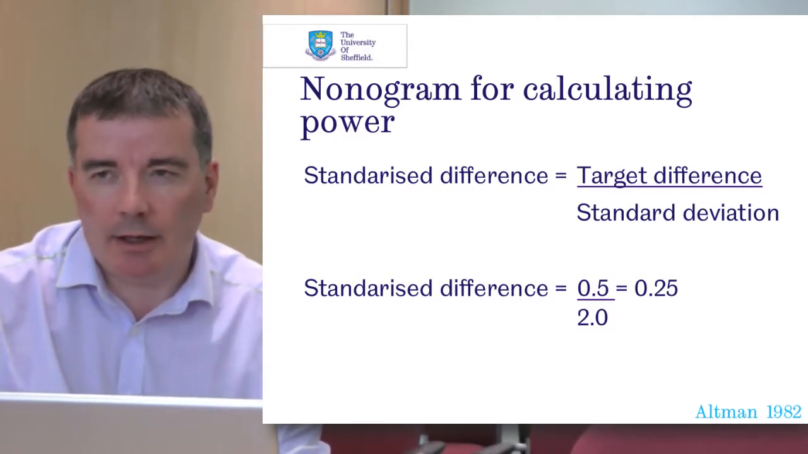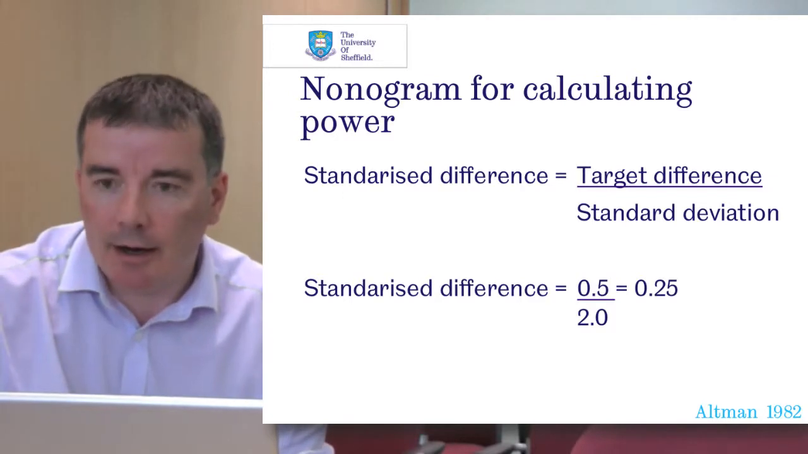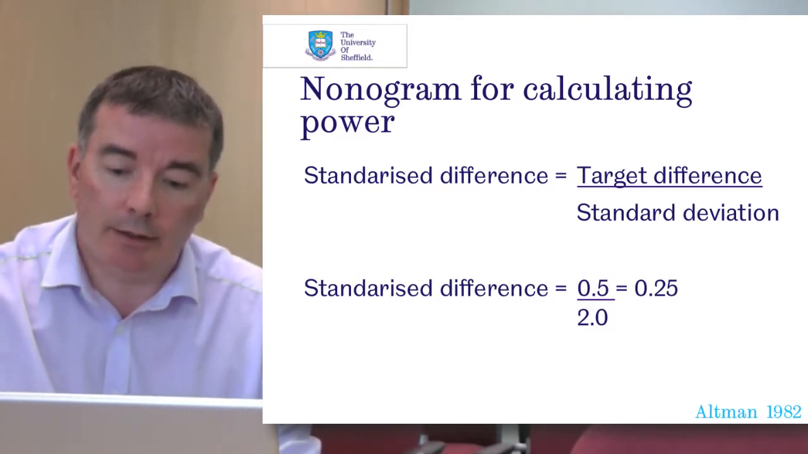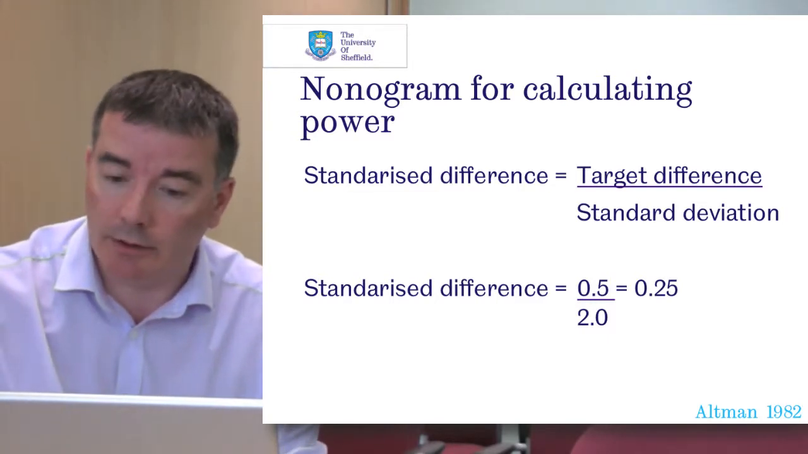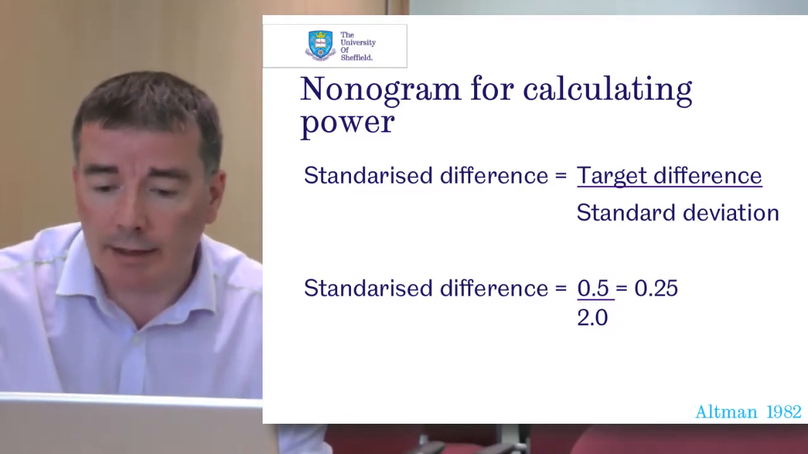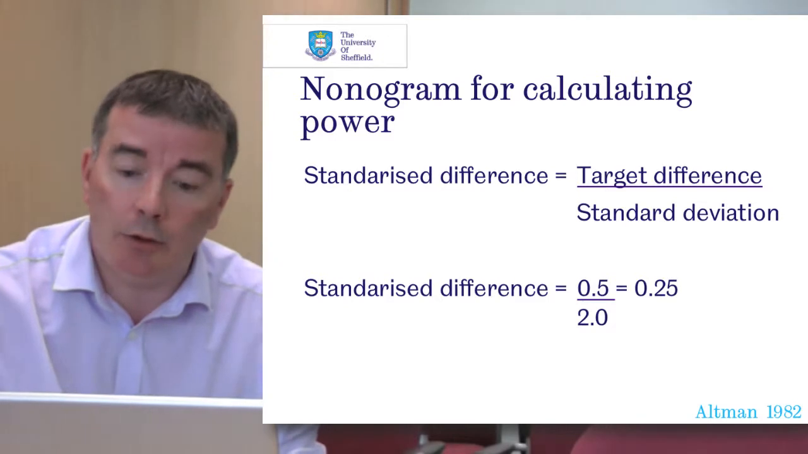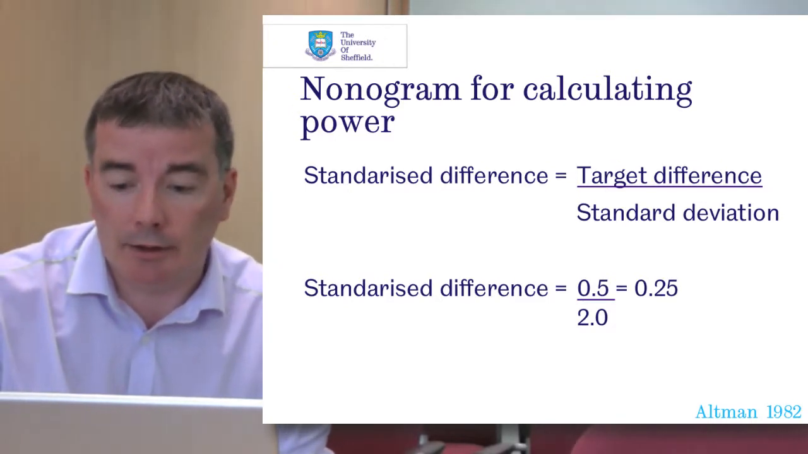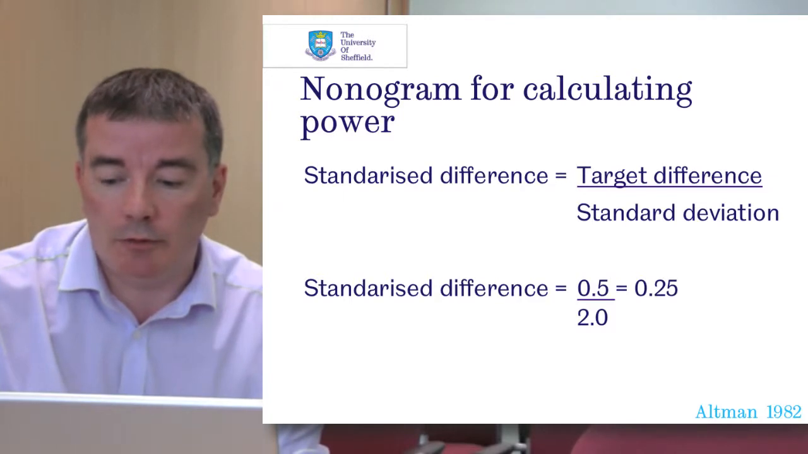And don't let this terminology frighten you. It's a target difference, i.e. what you've decided is clinically significant, in this case 0.5 centimetres, over the standard deviation, which we already knew was 2 centimetres. And therefore we get a standardised difference of 0.25.